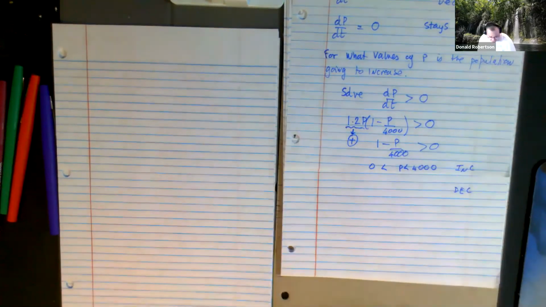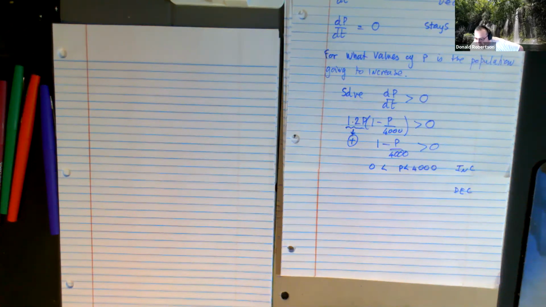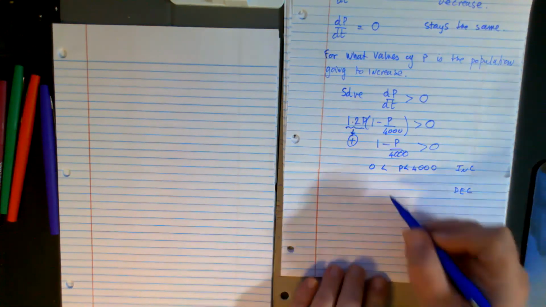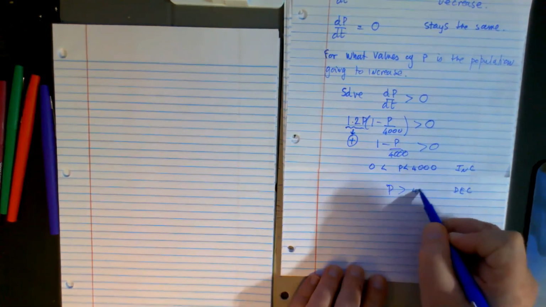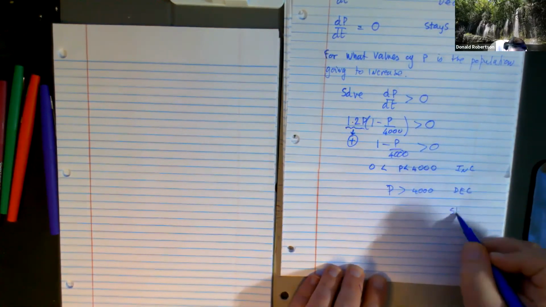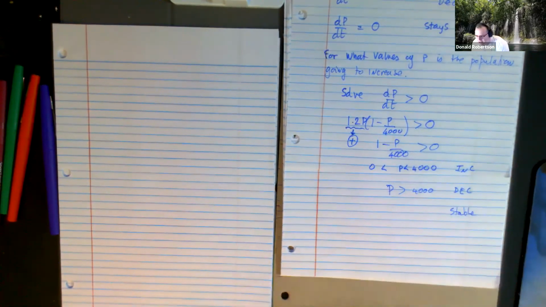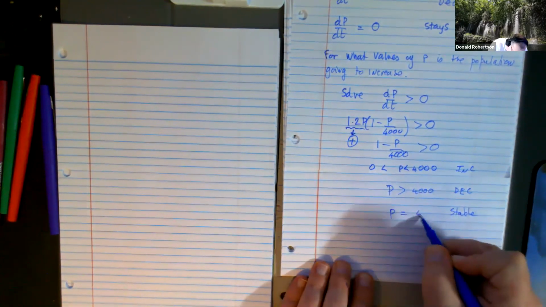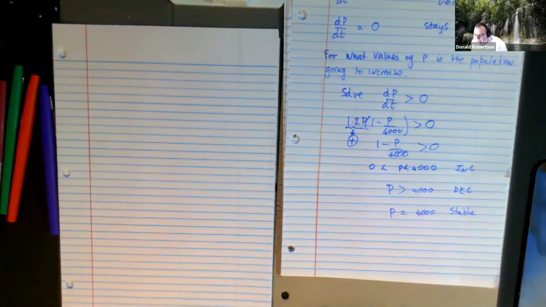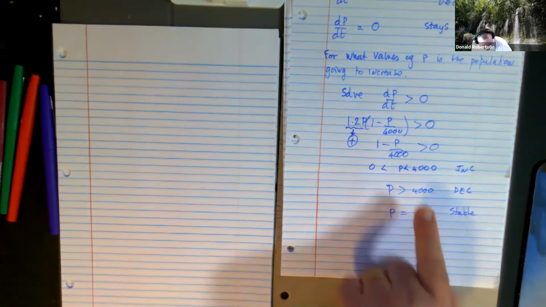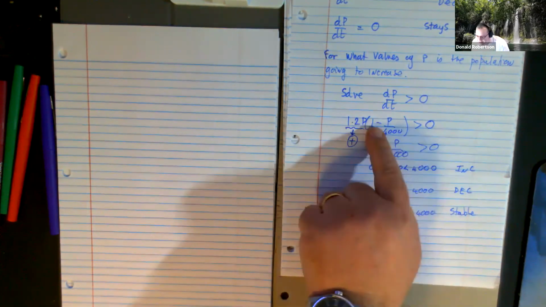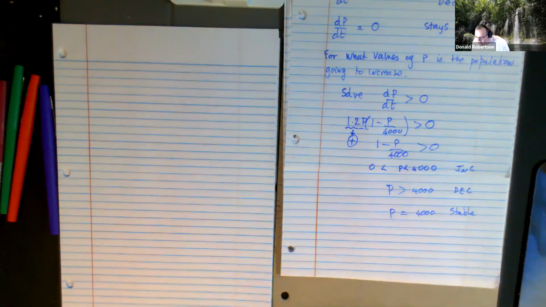I won't do any math for the next one. What value of P do you think the population is going to be decreasing? Greater than 4,000? And I don't know what the word is, and I guess I could look. I'll just call it stable. Stable means it doesn't change, right? Actually, doesn't change would be better. Would you agree that that is when it is 4,000? When the population is 4,000, won't the derivative be 0? And a derivative of 0 is not changing, right? Stable population.